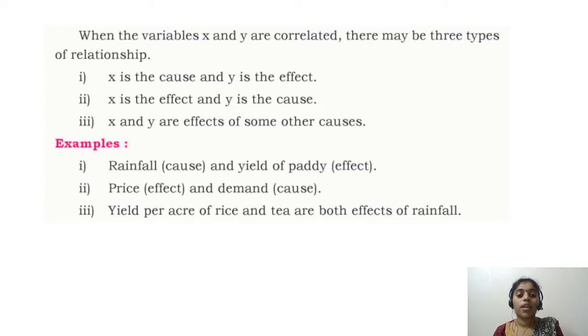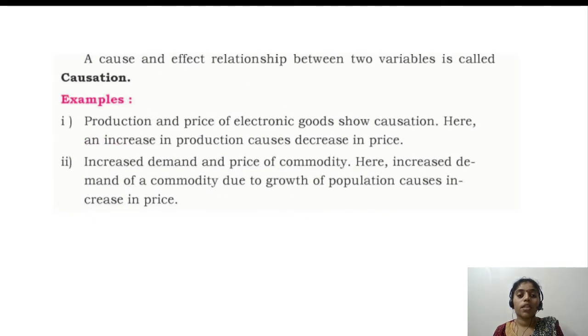Second one is price and demand. In this, price is an effect and demand is a cause. And coming to the third example, yield per acre of rice and tea are both the effect of rainfall.